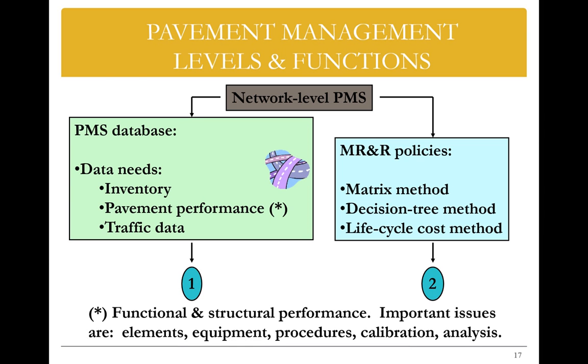The other data that we need to collect is traffic data, which is eventually going to help us come up with the best case scenario for fixing the roads. Then going to the other aspect under the network level is MR&R, which refers to maintenance, reconstruction, and rehabilitation policies. So basically we need to come up with a matrix method, decision tree method, or life cycle cost methods to fix and maintain the health of the network.